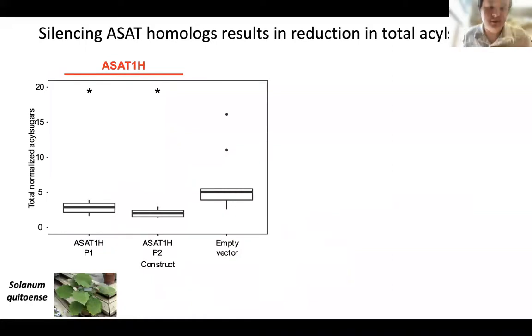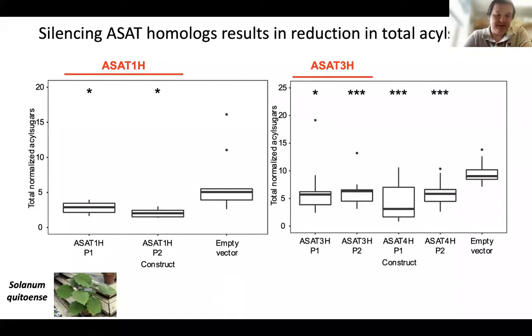So we went back to our trusty VIGS experiment. We targeted this homolog of ASAT1, and what we found was a common phenotype that we observed before, basically a reduction in total acyl inositol, which we quantified relative to the empty vector plants. And this ended up being a common theme when we targeted ASAT3 and another ASAT4 homolog. We saw reductions in acyl sugars across the board, indicating that at least one or more of these enzymes may be involved in acyl inositol biosynthesis.